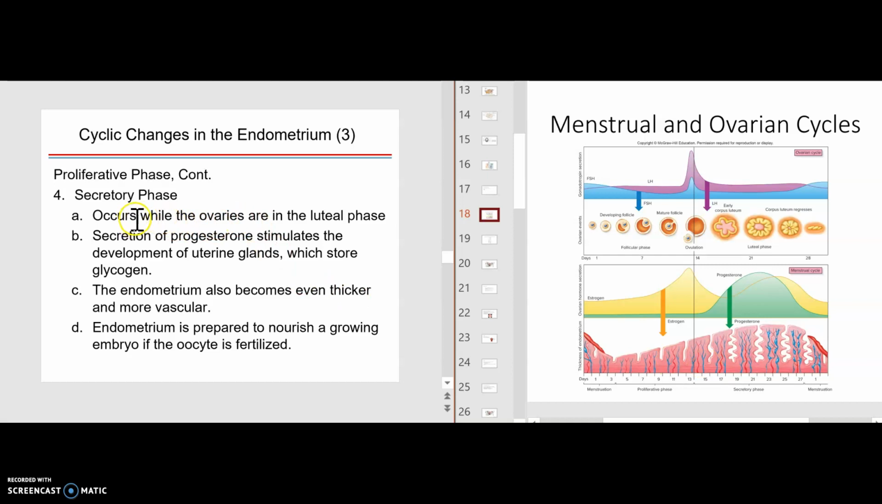Okay, so here we go. This is a progesterone issue. Secretory phase is a progesterone phase. Occurs while the ovaries are in the luteal phase. Okay. Corpus luteum, again, is secreting that progesterone. Secretion of progesterone stimulates the development of uterine glands which store glycogen. The endometrium also becomes even thicker and more vascular. Endometrium is prepared to nourish a growing embryo if the oocyte is fertilized, as we've said. Okay, and you need that glycogen because you haven't developed an afterbirth. So this developing embryo has to be nourished.